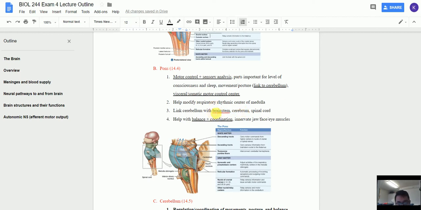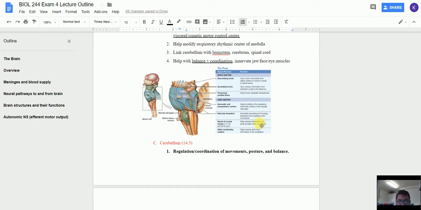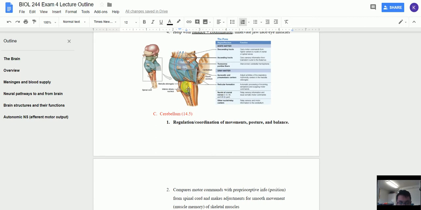It links the cerebellum with the brainstem, cerebrum, and spinal cord. As you can see, here's a picture of the pons. There's the cerebellum. The cerebrum would be above here, then the spinal cord and medulla. It helps with balance and coordination, and innervates jaw, face, and eye muscles. On the pons there's a reticular formation right there, and the apneustic and pneumotaxic centers for respiration regulation. And of course some cranial nerves here.